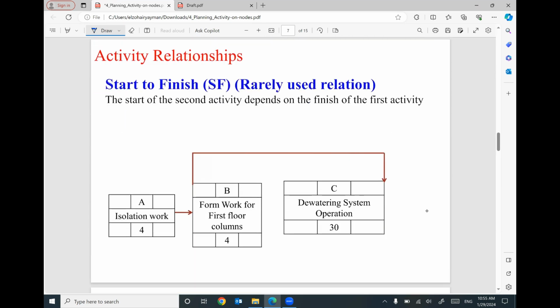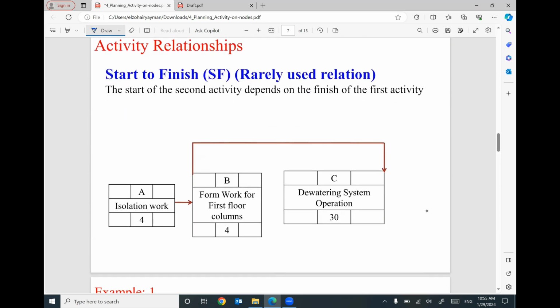We have another relationship which is called start to finish. The start of activity B means the finish of activity C. This is a finish, this is a start. So the relationship between B and C is start to finish, SF. SF means start to finish. The start of the second activity depends on the finish of the first activity. So the start of B means the finish of C.